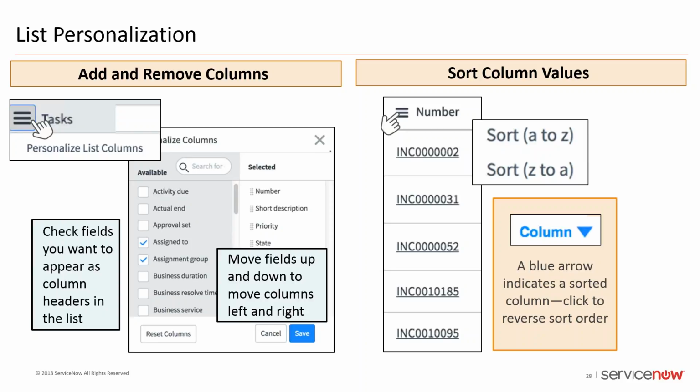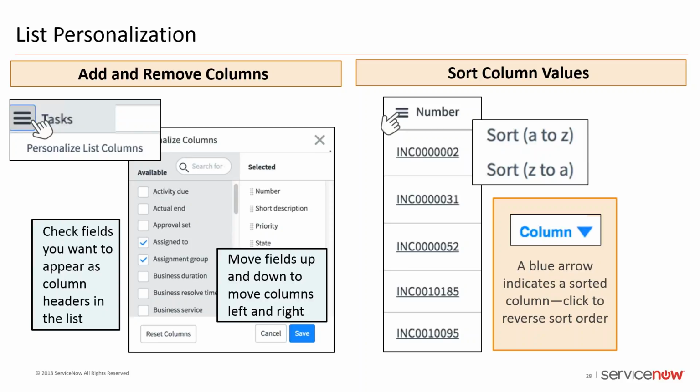Column personalization is specific to record type. For example, if you personalize your column headers on a list of incidents, the changes would not apply to the list of problem tasks. Remember, you can identify the record type in the upper left-hand corner of any list.